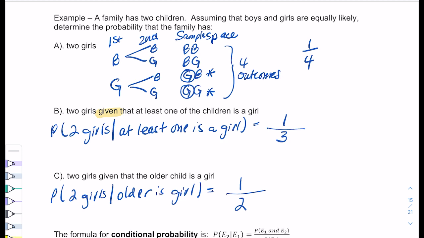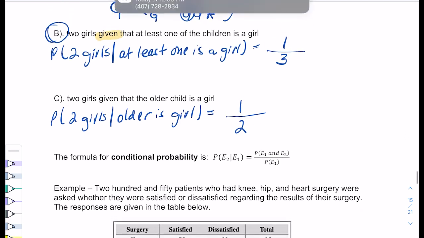So there's actually a formula that you can use, and I'll show you how you would get the answer for this one using this formula. So the formula for conditional probability, you'll want to remember this. It's the probability of the event E2 given E1 is equal to the probability of the intersection, E1 and E2, over the probability of E1. So it's over whatever you're given. So the given always goes in the denominator, right? That's your given. And then you always put the intersection, the and, on top.